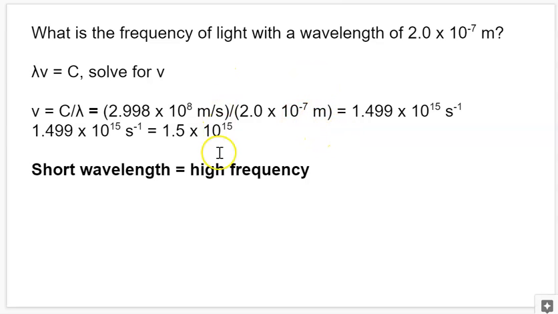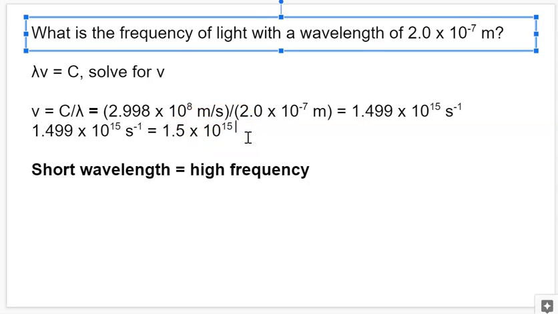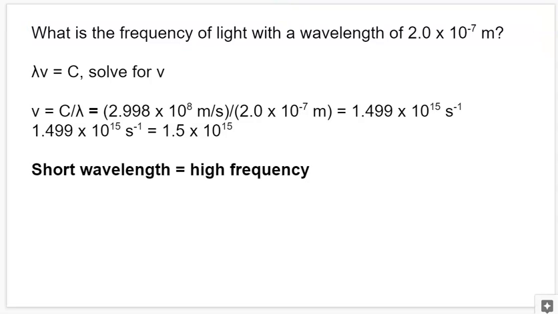So the meters are going to get canceled out, and then we're going to have 1 over seconds, or per second, or hertz. So we divide these two values, and we end up with 1.499 times 10 to the 15 inverse seconds, or 10 to the 15 hertz. And you can see here we had a pretty short wavelength, which means we're going to have a very, very high frequency. Remember, those two things are inversely related.